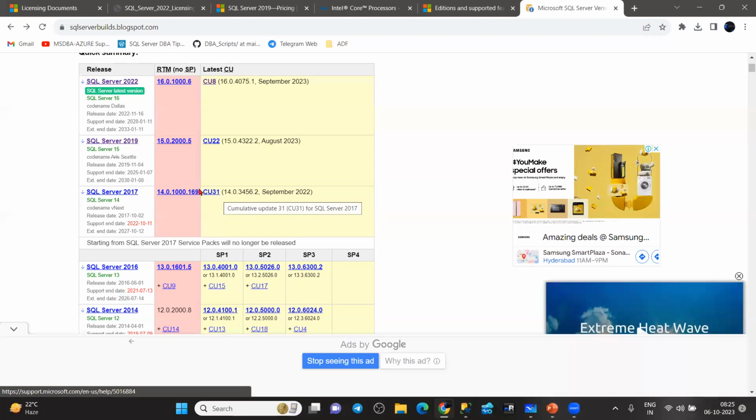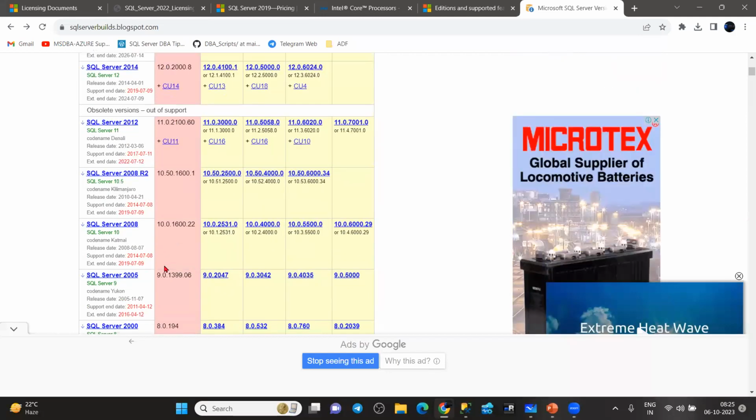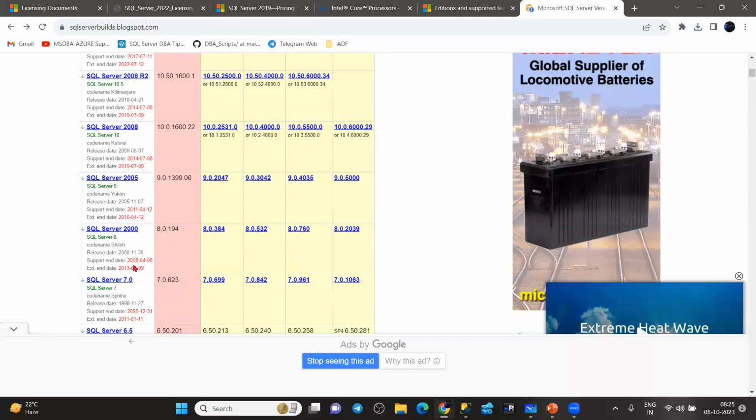This number is nothing but the build number. Whenever you connect to SQL Server also, you will see the build number here. So try to remember these build numbers from SQL Server 2000, not below. Just the first digit is very important. When you go for 2000, it starts with 8. When you go to 2005, it starts with 9.